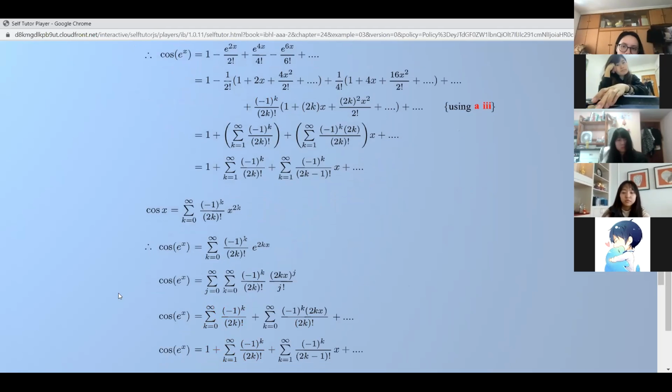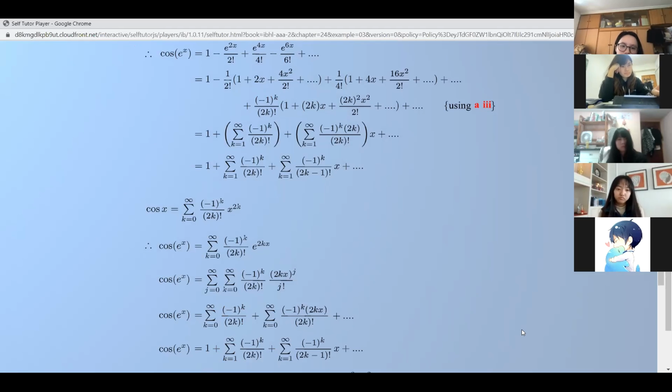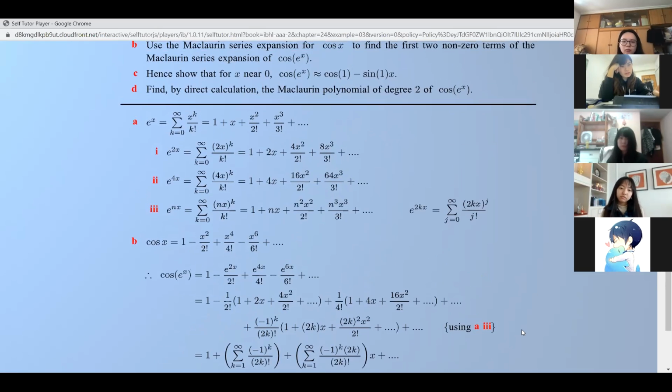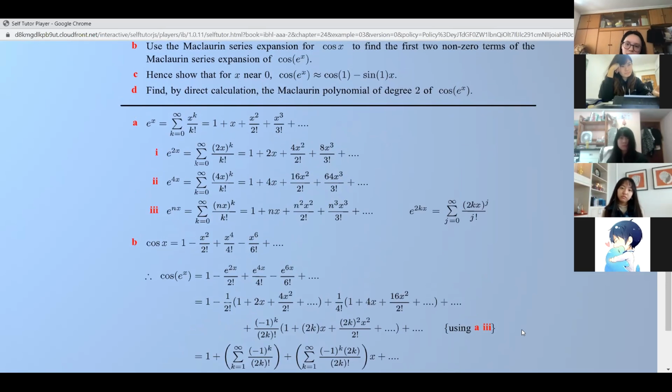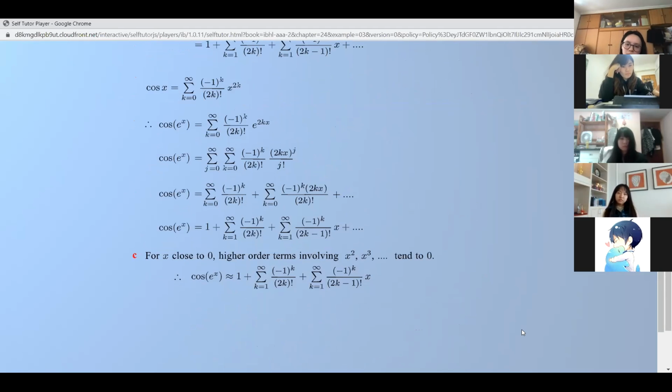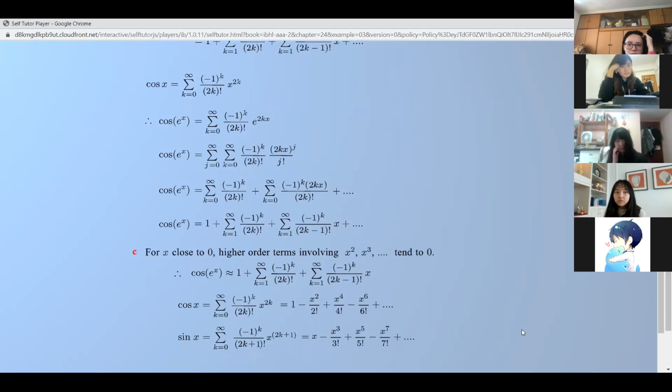For x close to 0, x squared will be much smaller, and x cubed will be even smaller, and so on. So, for small x, we can use the first two terms as an approximation for cosine e to the x. Look back at the question, at what we need to show. To show this, we need expansions for cosine 1 and sine 1. To get these, we can use our known Maclaurin series for cosine and sine. We substitute x equals 1 into the series for cosine and into the series for sine.